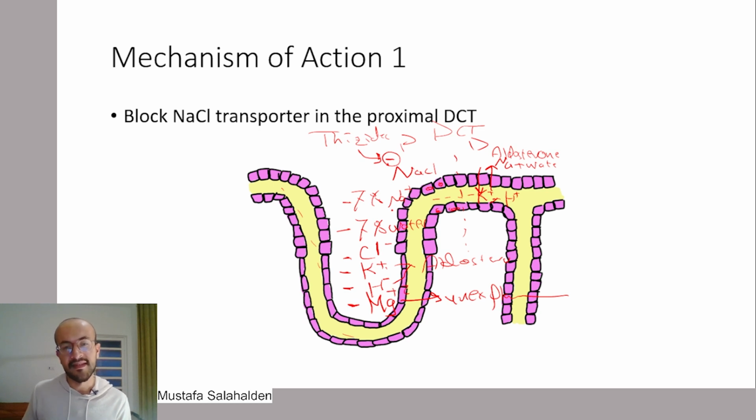So we lose six things: sodium, water, chloride, potassium, hydrogen, and magnesium.